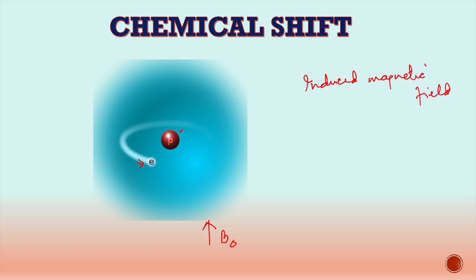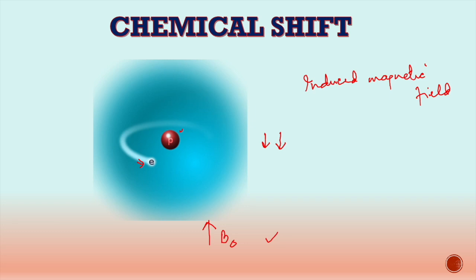Now this induced magnetic field can be in such a way that it generates a field aligned at the proton so that it opposes the applied field. So that means my induced magnetic field is just in the opposite direction of the applied magnetic field.